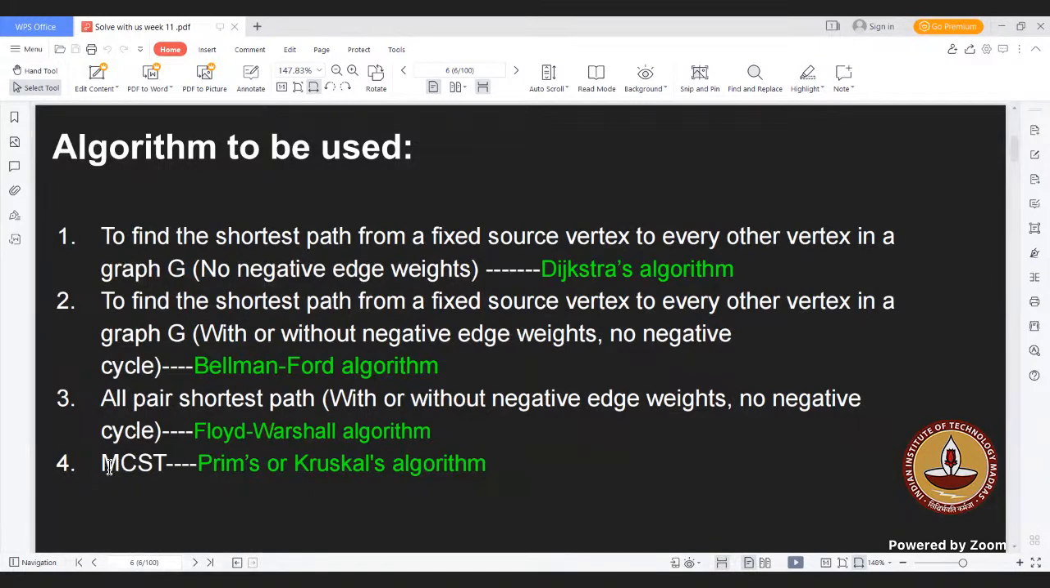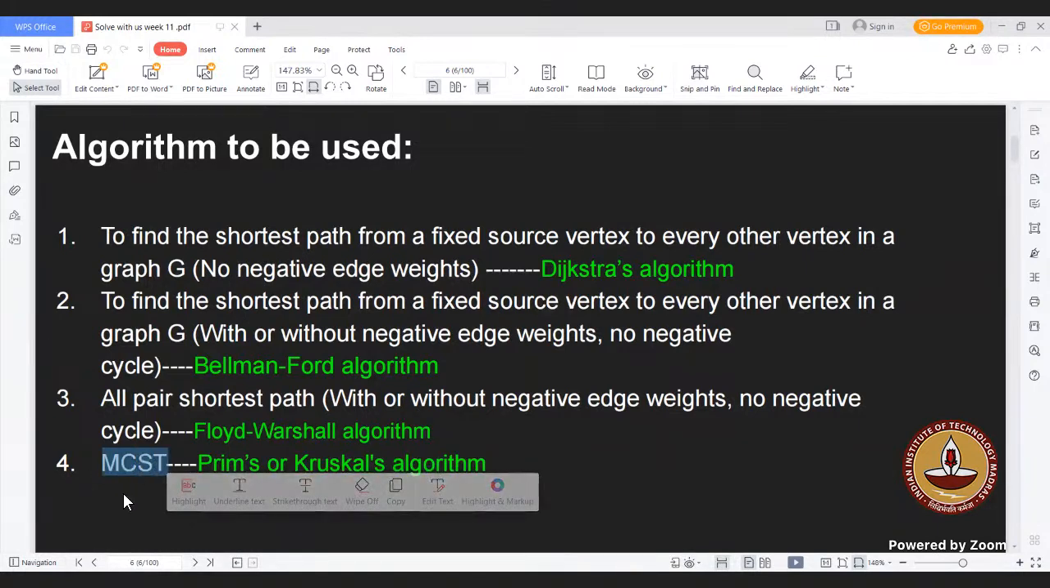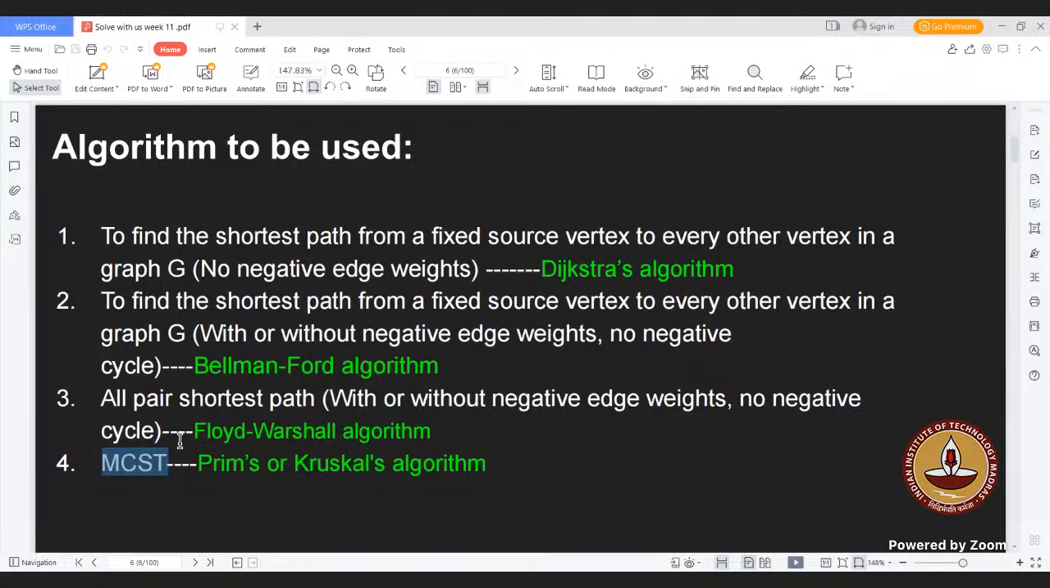Can someone tell me what is MCST? Minimum cost spanning tree. The algorithms used to find this are Prim's and Kruskal's algorithm. We will see every one in detail. These are the algorithms that we are going to learn in this session, and we'll also solve one question regarding that. Can we proceed to the next slide now? If you have any doubt in between, you can just unmute and ask.